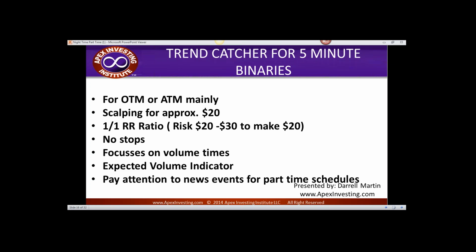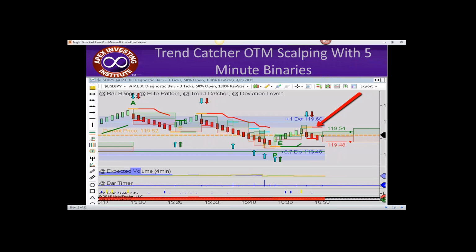So we've got 2 different ways that we here at Apex trade 5-minute binaries. One of them, and I'm just going to briefly show you the 2 of them, and then I'll show you where you can get all the info you want on them, okay? One of them is called our trend catcher system, all right? We use that on 5-minute binaries, and we do out-of-the-money binaries with those, meaning very low risk. It's very simple. Don't be all overwhelmed by this chart. It's very, very simple, okay?